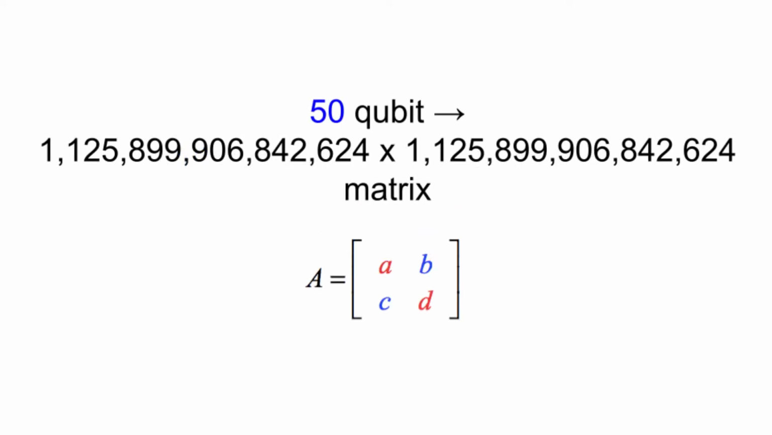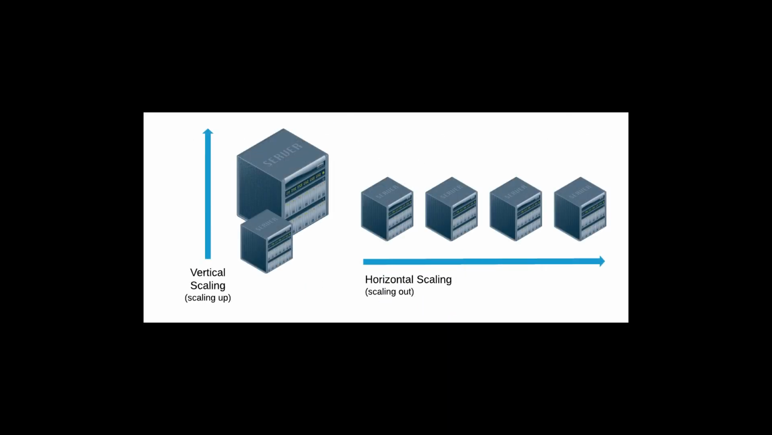To model 50 qubits, which is what is generally considered to be the minimum amount of qubits required to demonstrate quantum supremacy, you would need to do matrix multiplication on a 2 to the power of 50 by 2 to the power of 50 matrix. Clearly, traditional on-prem computing is not powerful enough for these calculations, which increase exponentially in difficulty.